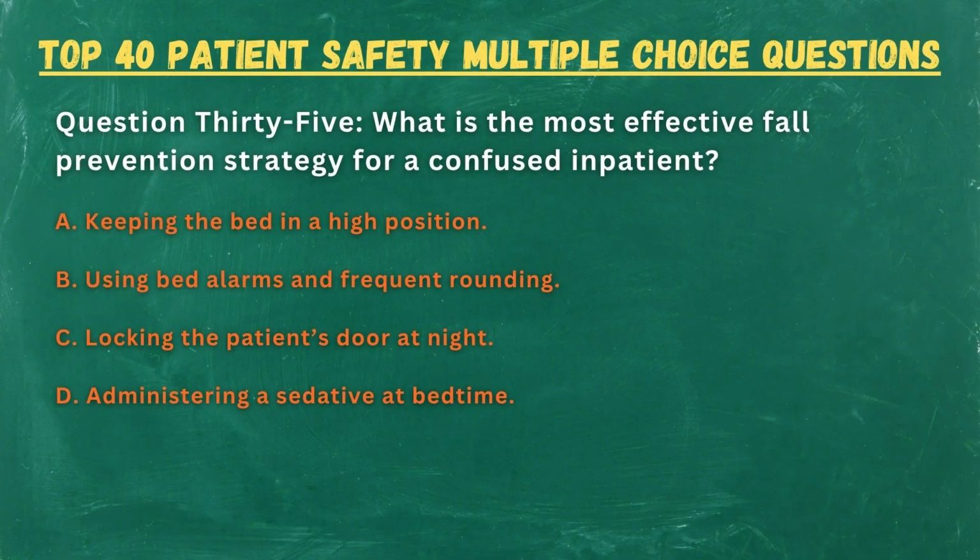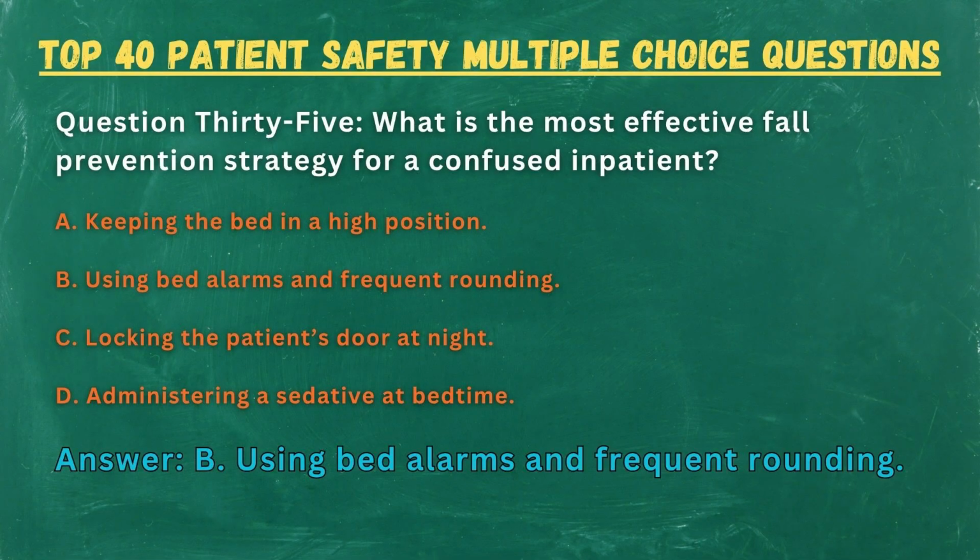Question 35. What is the most effective fall prevention strategy for a confused inpatient? A. Keeping the bed in a high position. B. Using bed alarms and frequent rounding. C. Locking the patient's door at night. D. Administering a sedative at bedtime. Answer: B. Using bed alarms and frequent rounding.